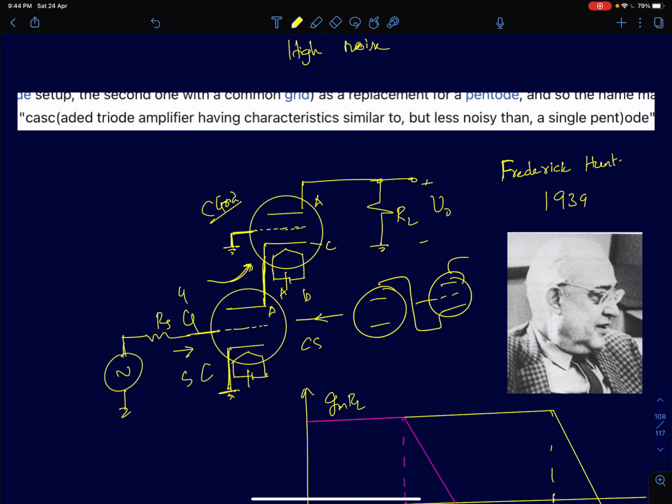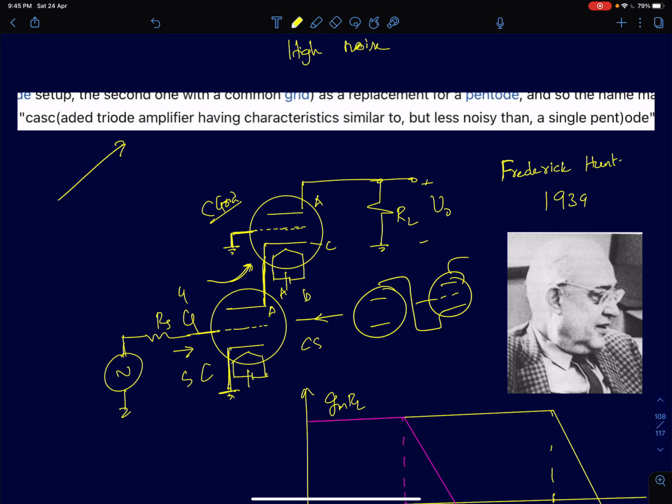So that's where the name cascode comes from. It's a cascade of an anode and a cathode to distinguish it from a conventional cascade of anode going to the grid of the next vacuum tube amplifier. Though I have not found any good source for the nomenclature, I found this on the internet. One of the reasons for the naming of the cascode amplifier is cascaded triode amplifier having characteristics similar to but less noisy than a single pentode.